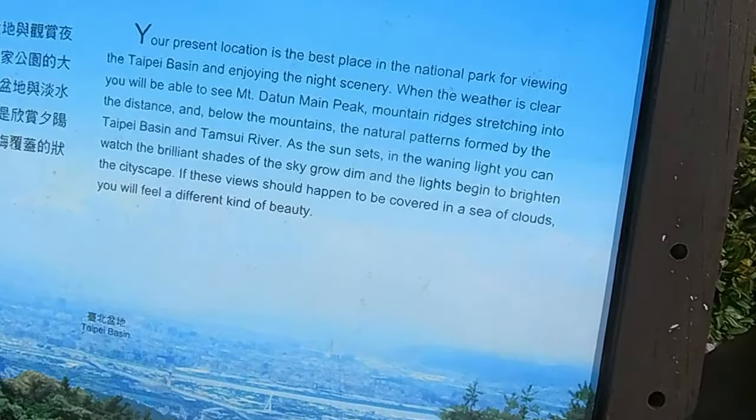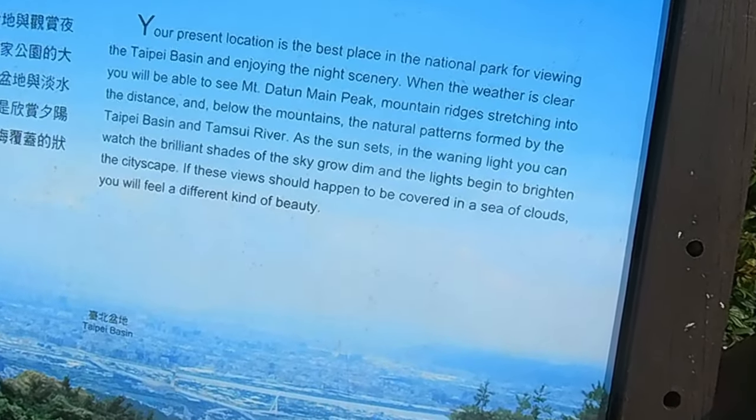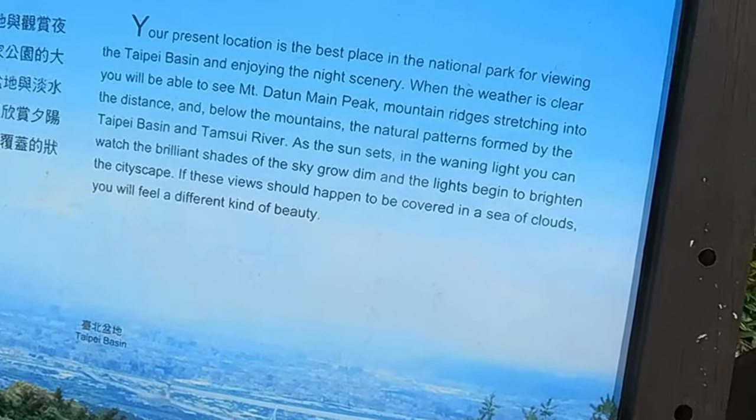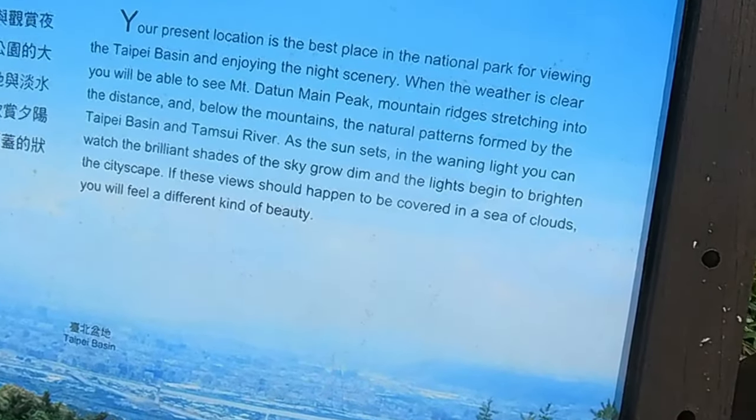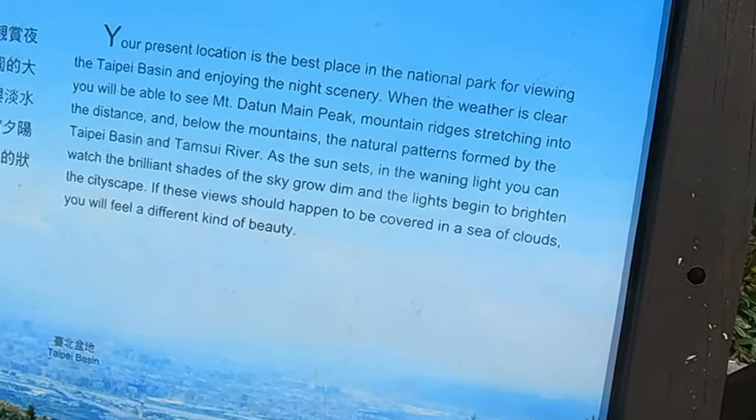Volcanoes. What do you think? Do you think that the Yangmingshan is active or dormant? If you look anywhere, it says dormant.